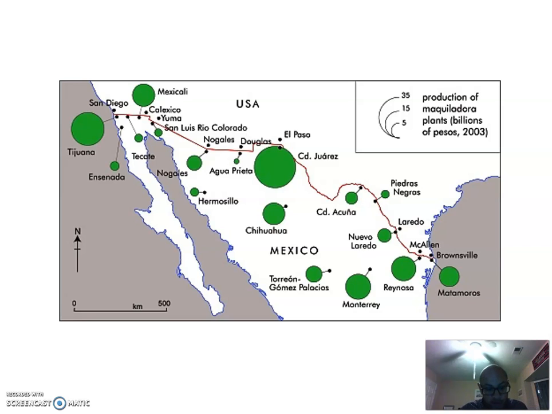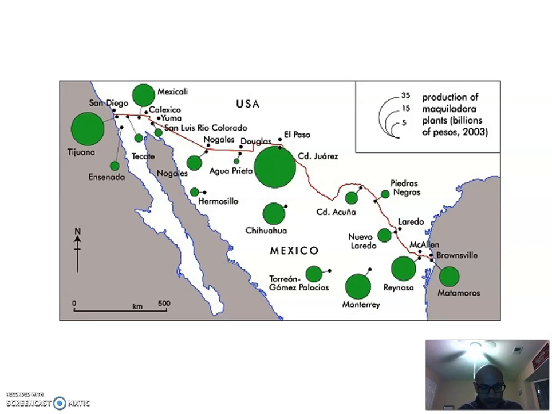What's in it for Mexico is, well, a couple of things. One, jobs, right? It does mean job creation. What's in it for the United States is that it's cheaper. Your products on the shelves in the U.S. are going to be cheaper for the American consumer being put together or assembled in maquiladoras than if they were assembled in the United States.